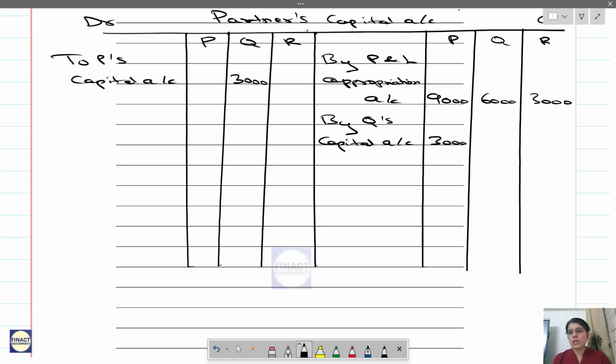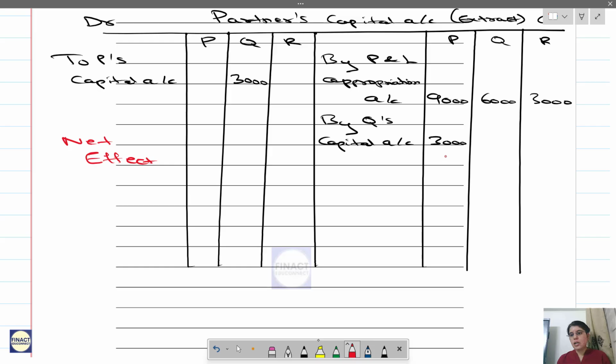Now this is just an extract. Let me call this an extract, okay, because there will be a lot of things in the capital account. There will be opening balance, closing balance, drawings, everything. We are not considering that for now. We are just calculating the net effect. To understand the net effect, I have prepared this capital account. So now let us see what the net effect is here.